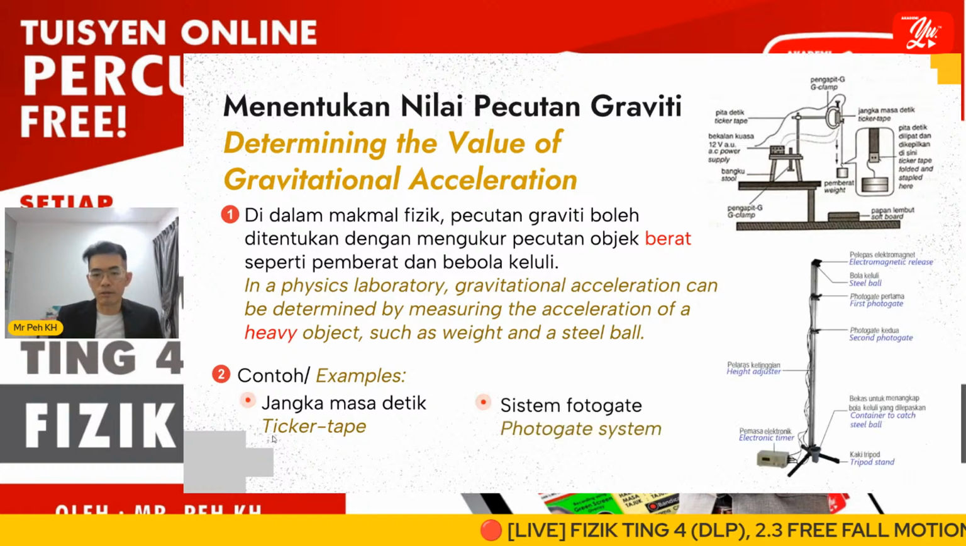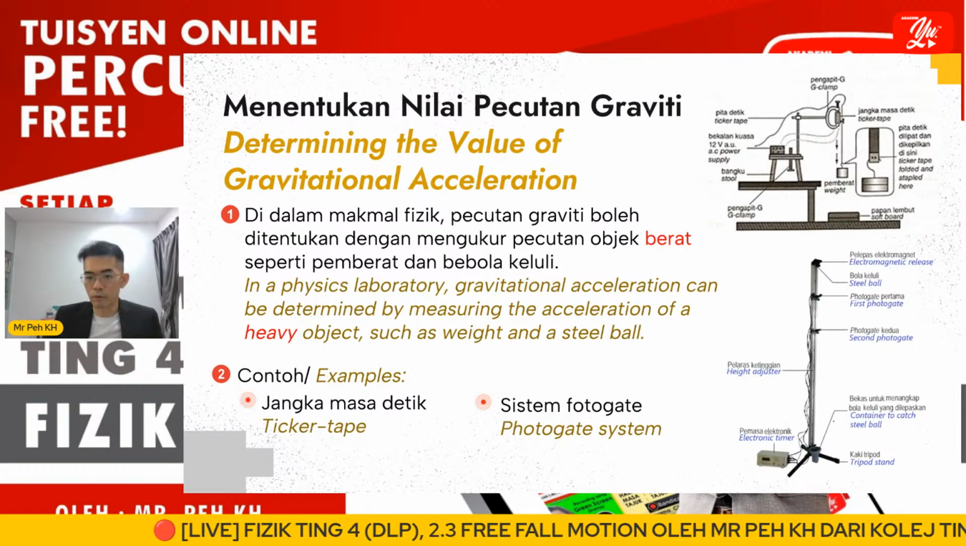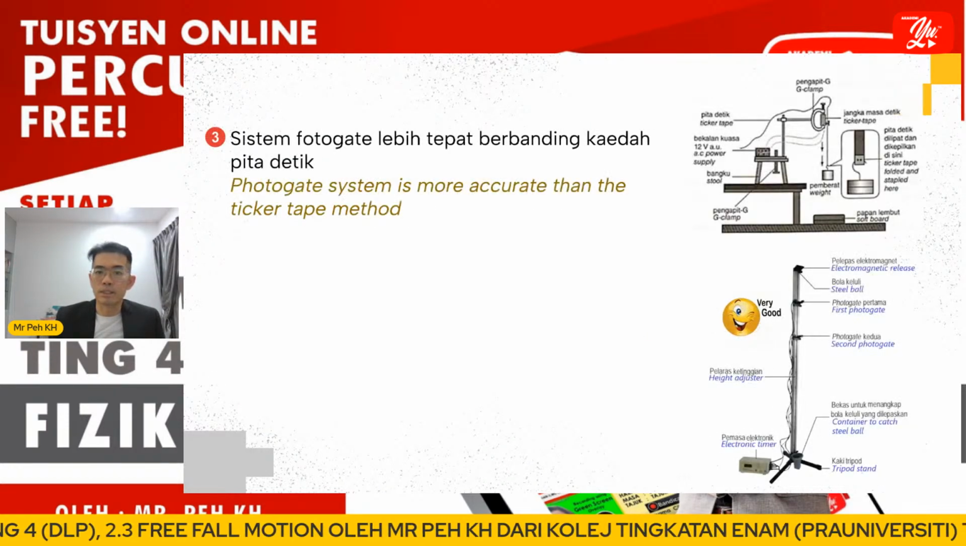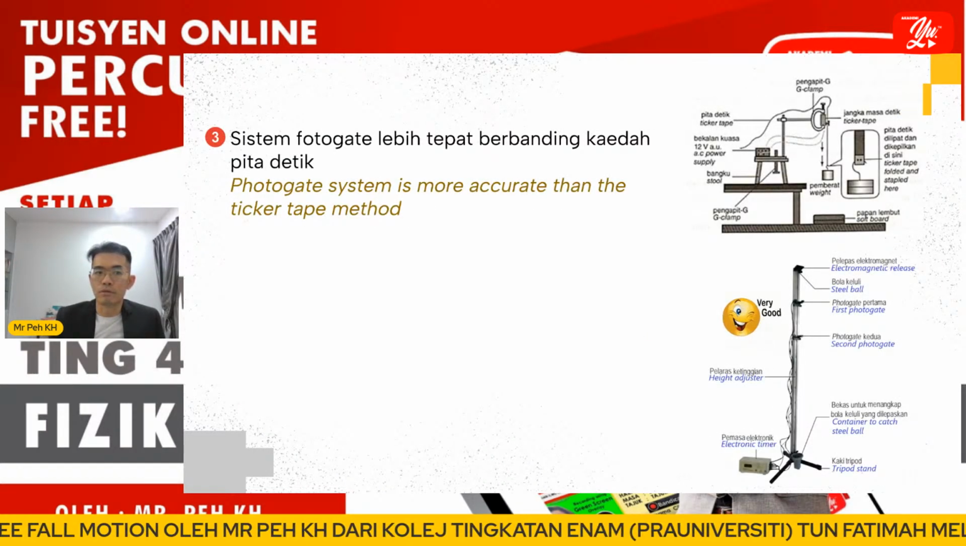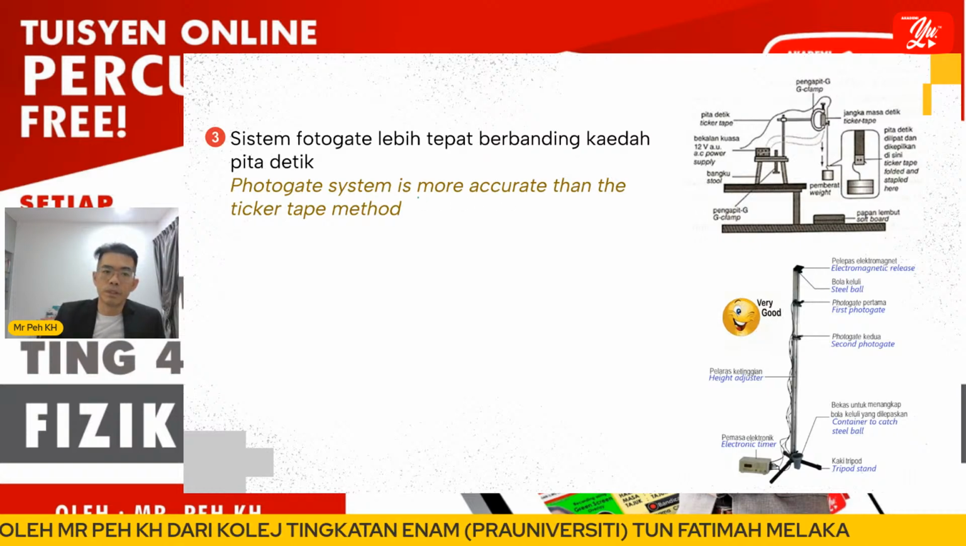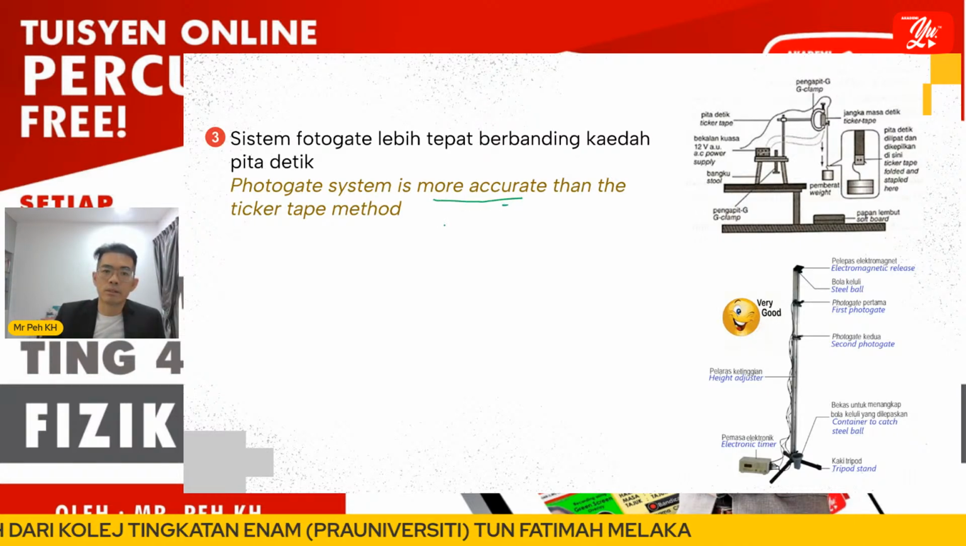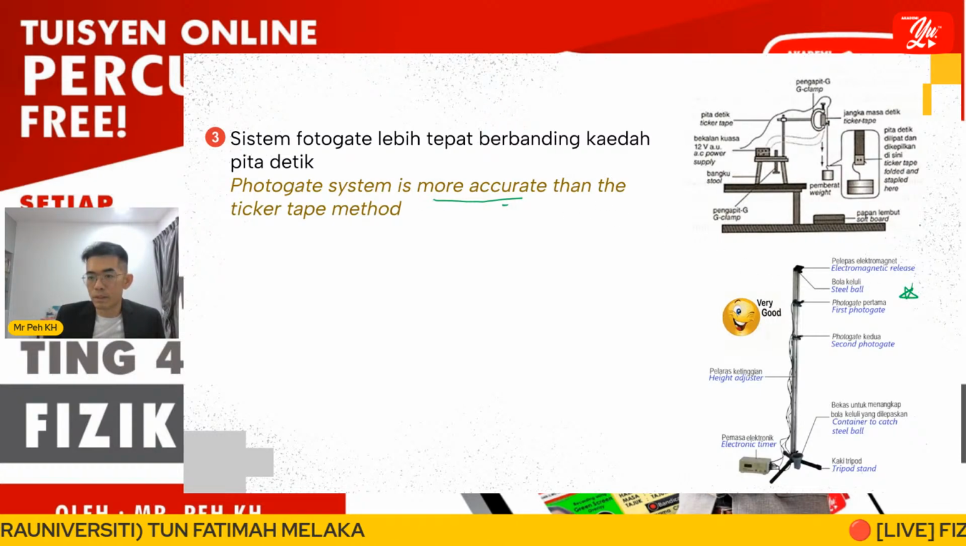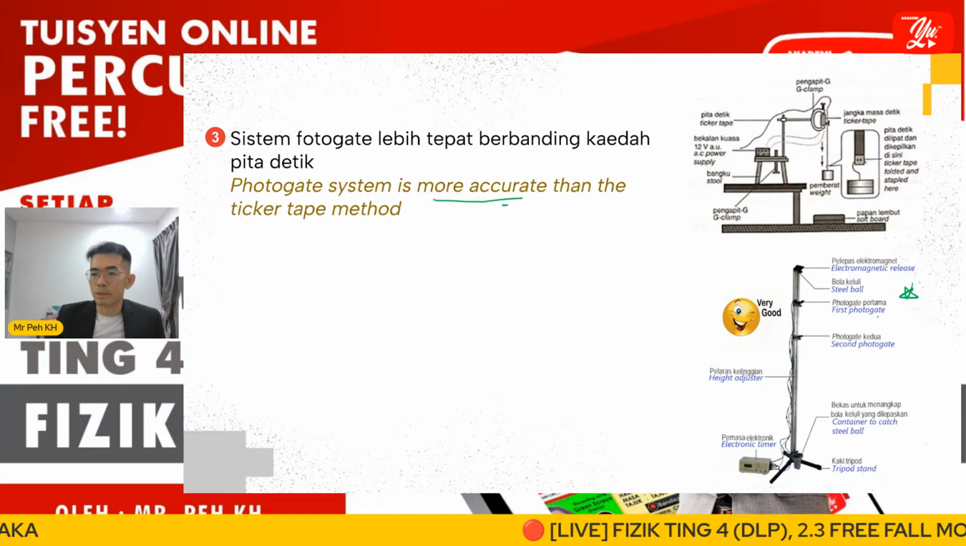So the second method here will be known as a photogate system. Okay, so this is a photogate system. Why are we using the photogate system? Because the photogate system is more accurate compared to the ticker tape method. So that means the experiment I'm going to discuss with you here will be using the photogate system.